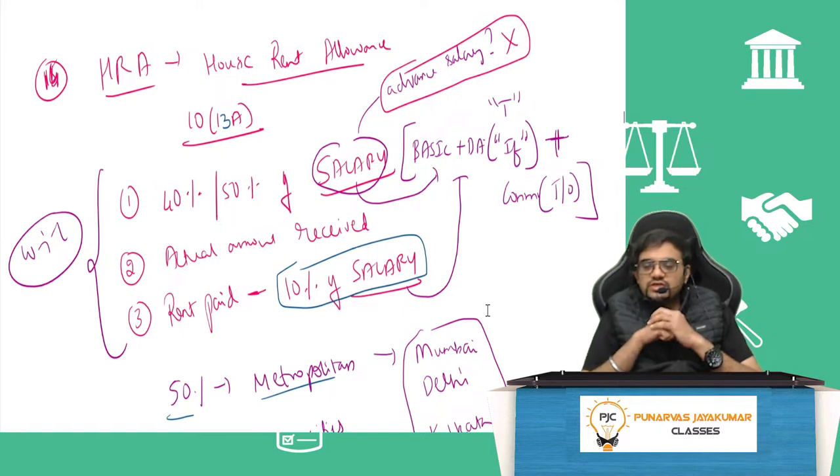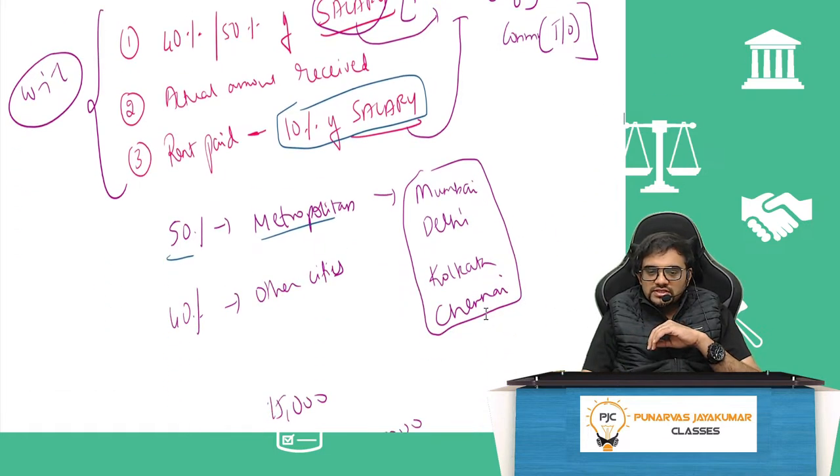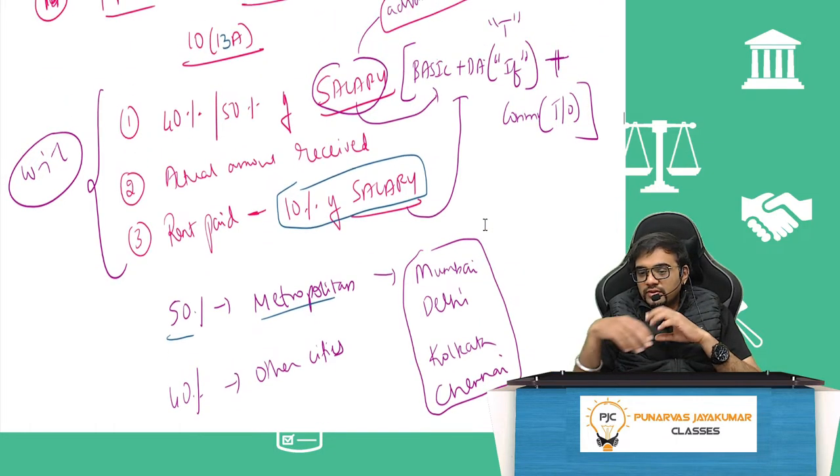40% or 50% of salary is exempt, up to the least of the following. 40 or 50% of salary. What is salary? Basic plus DA if it comes in the terms, plus commission based on turnover. And 40% or 50% depends: 40% for other cities, 50% for metropolitan cities. Only 4 metropolitan cities are there: Mumbai, Delhi, Kolkata, Chennai. No, Bangalore is not there.